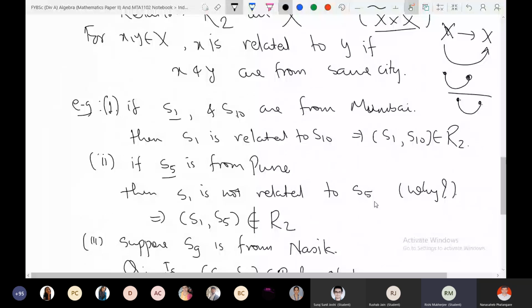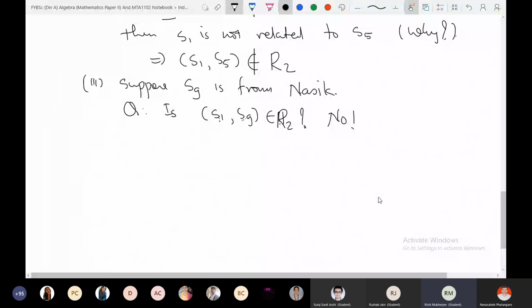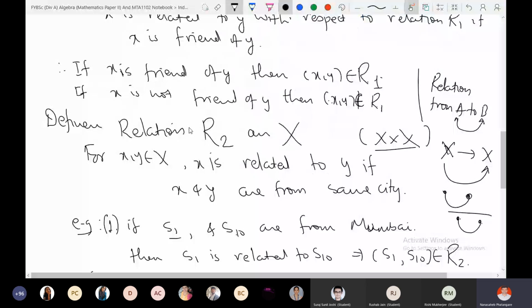Sir, is S1 related to itself? Can we say that? It depends on your relation. In this case, no doubt, because everyone is a friend of himself. That is an assumption. If you are not assuming yourself as a friend of yourself, that is a different story. But what is your usual perception? It depends on rules, right? If you are assuming that you are a friend of yourself, then every element is related to itself.